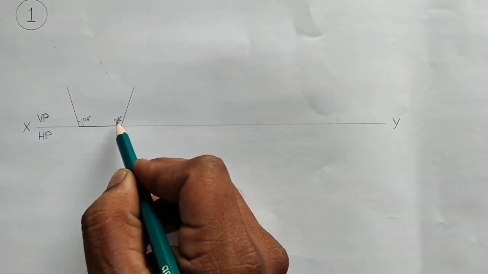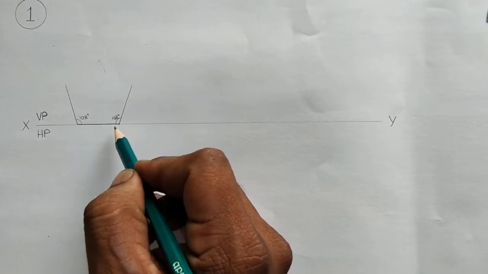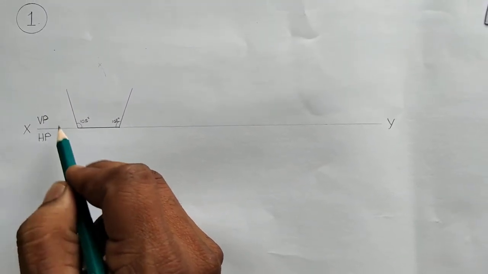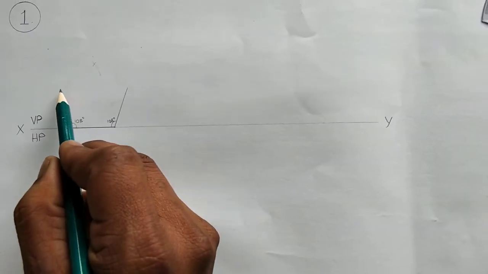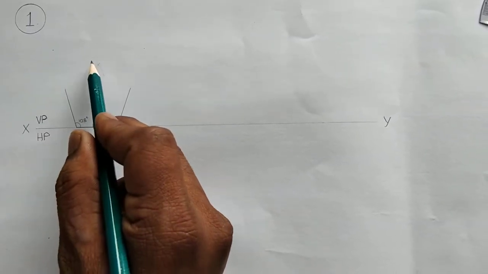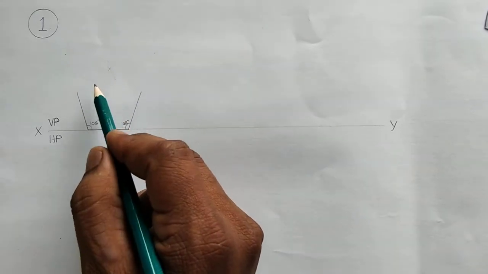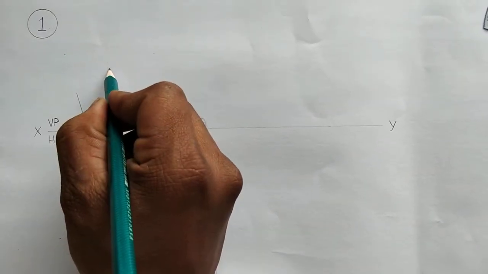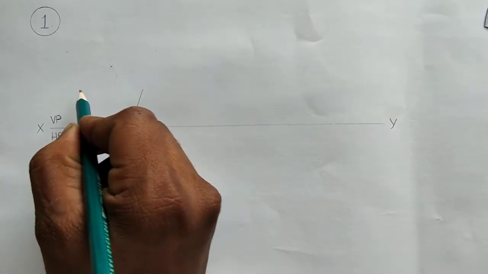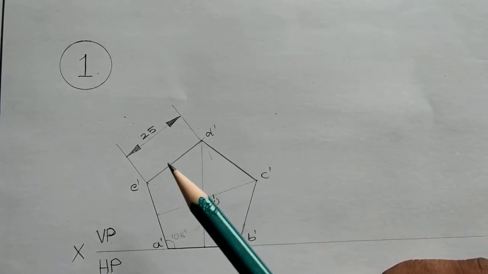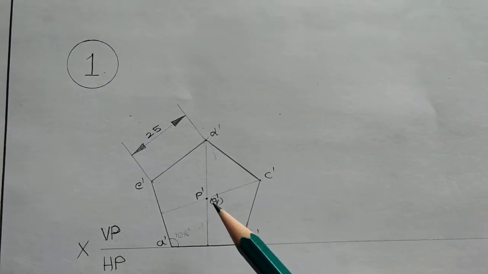Keeping 108 degrees, we construct a 25 mm line at this end. Similarly, at this end also we construct a 25 mm line with 108 degrees. With 25 mm as radius and this point as center, draw an arc, and with the same radius and this point as center, cut the previous arc to get a point. Now join this point with this end, and similarly this point with this end. In this way we construct the front view in the simple position.